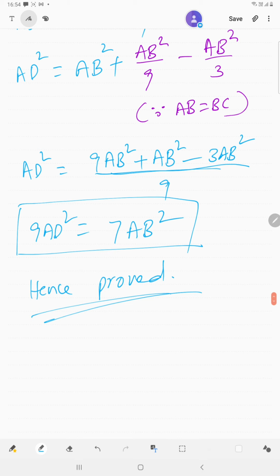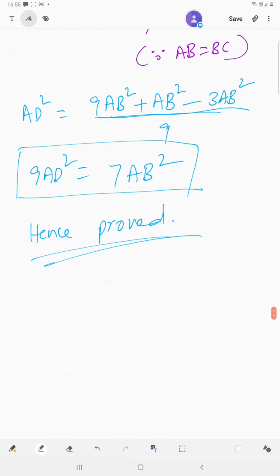And question is VIP question, either it is any board, either ICSE board or CBSE board or any state board. This question is very important in Pythagoras theorem. All the best.